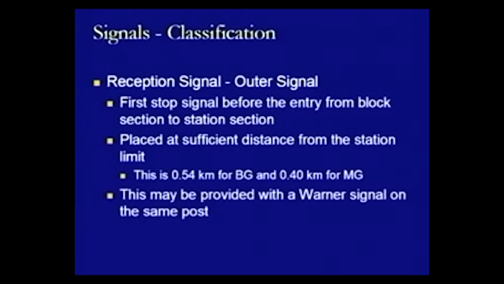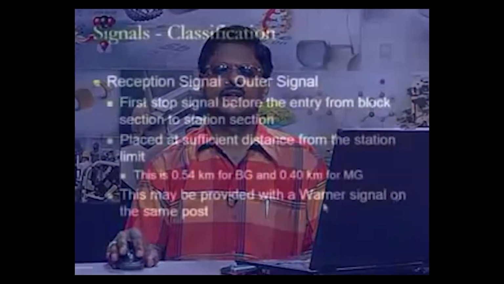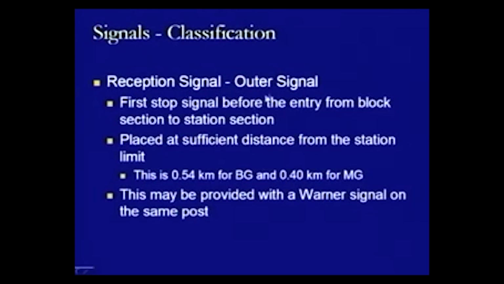And this may be provided with the Warner signal on the same post. So, it means it may be working in combination or individually on the same post on which it is being provided with another type of signal or caution signal. So, in that sense it will be trying to define that you are moving with caution and still you are provided with the proceed condition.